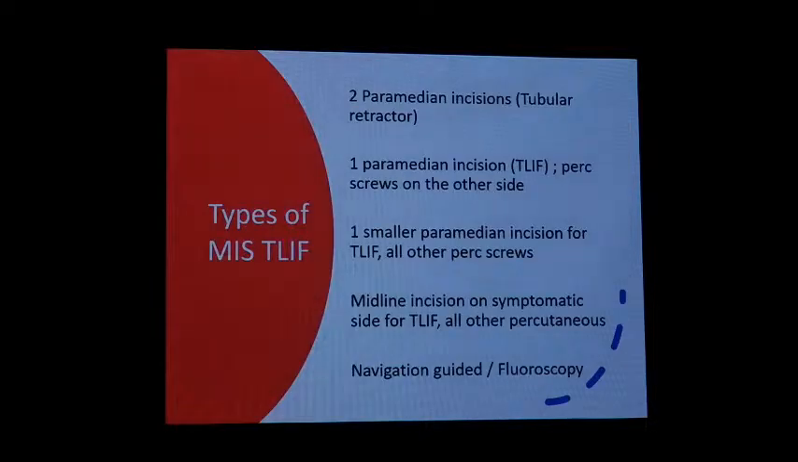What are the different types of MIS TLIF that have been described in the literature? One is by using a tubular retractor. The other is a paramedian TLIF incision with percutaneous screws on one side. Another variant is one smaller paramedian incision for the TLIF with all other percutaneous screws. And some prefer a midline incision for the symptomatic side of the TLIF with all else percutaneous. Now with the introduction of navigation, things are much better. I prefer a midline incision on the symptomatic side of the TLIF, and all other things would be done percutaneously.